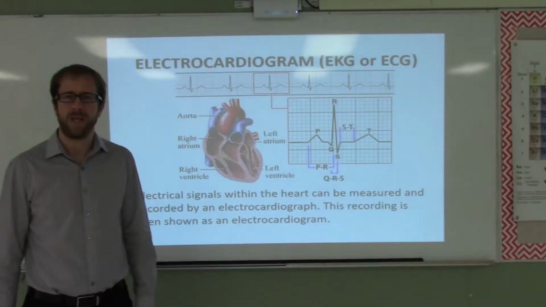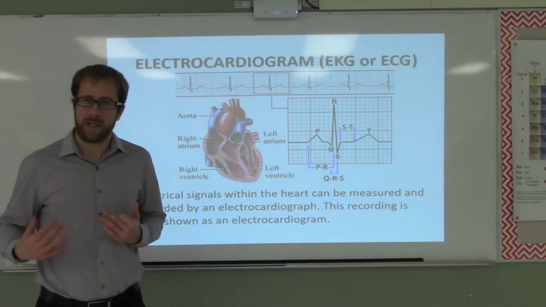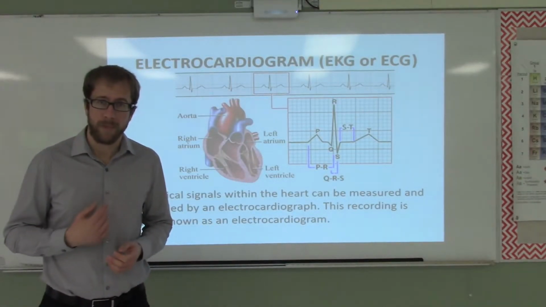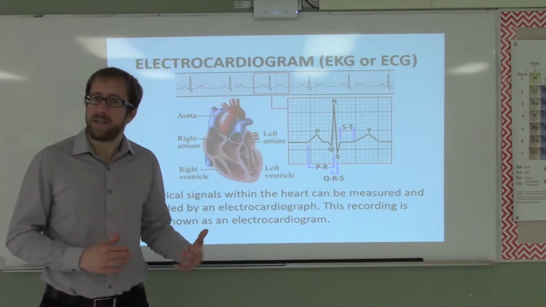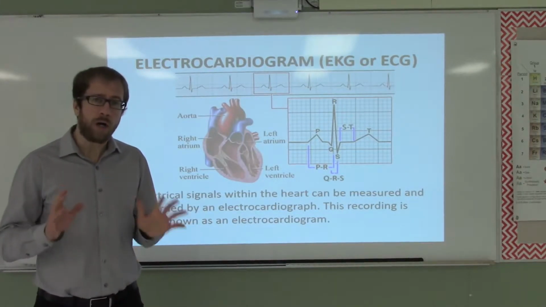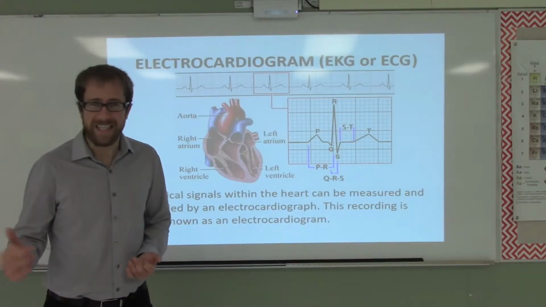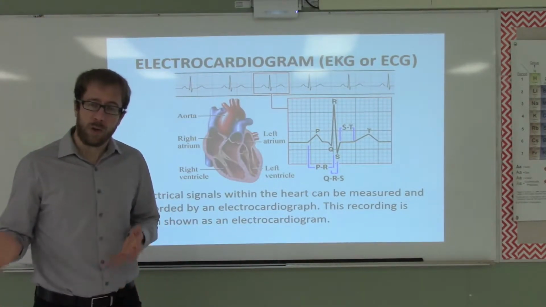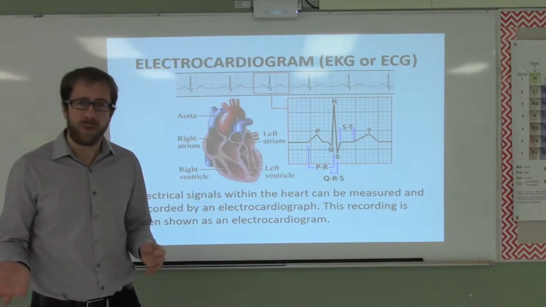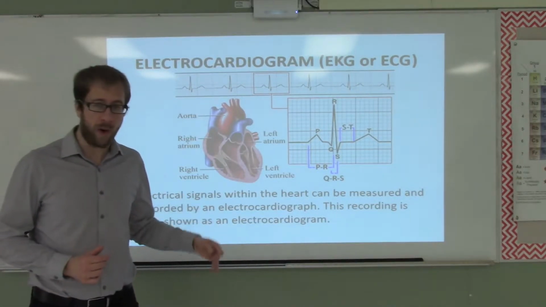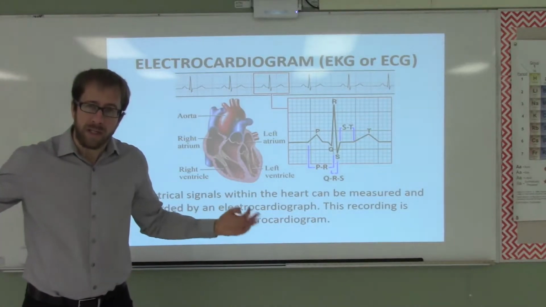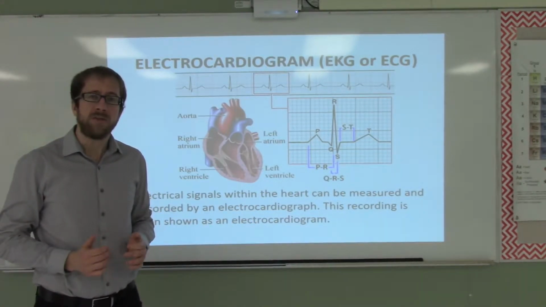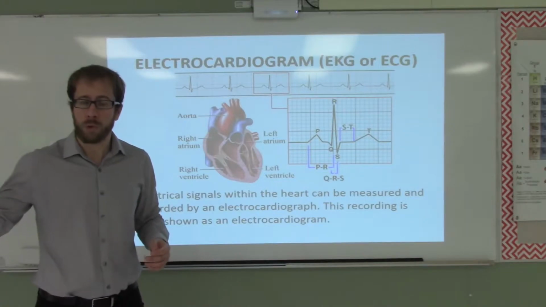So how do we measure electrical activity across the heart? Understanding this is important as we can get a lot of information about diseases that affect the heart by looking at this. So how do we do it? Well, we measure it with something called an electrocardiograph. This outputs the data into something we call an electrocardiogram.